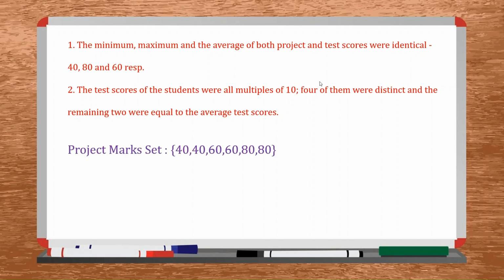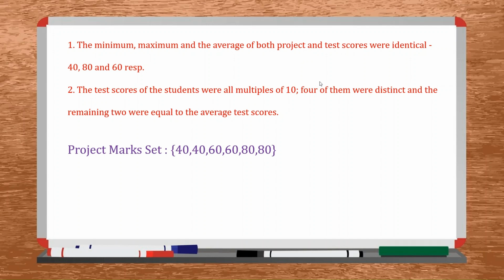Hence, we can drill down to the project marks set in this case, which would be 40, 40, 60, 60, 80, 80. So now the six students will be getting the marks from this set only, no other value outside of this set. Okay. Now let's come on to the test scores.